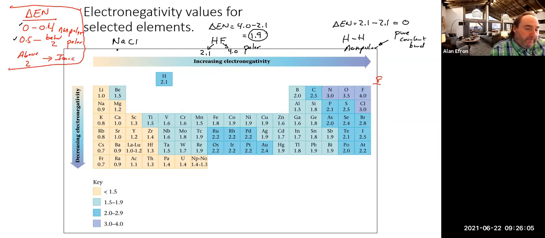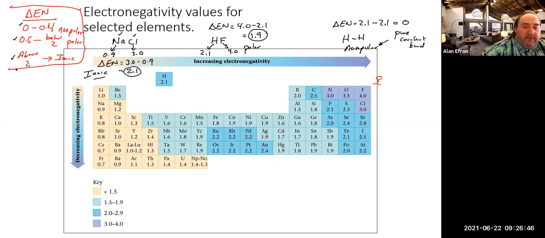If we look at sodium, which is 0.9, and we look at chlorine, which is over there at 3, and we do our difference in electronegativity of 3 minus 0.9, that is going to give us a 2.1 difference. That is definitely above 2, which means we would expect this to be an ionic bond. Again, you really don't even need these values. You can simply look at this and say, that's a metal, that's a non-metal, it's going to be ionic, and you would be probably safe almost all of the time.